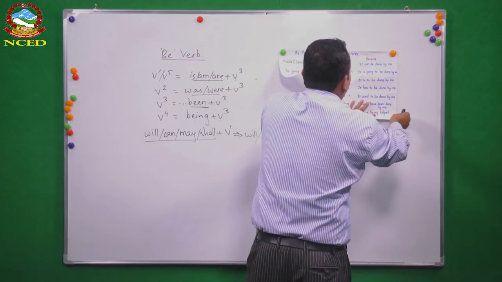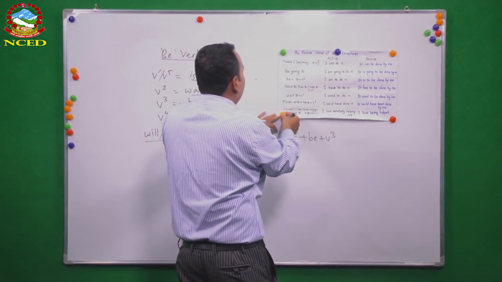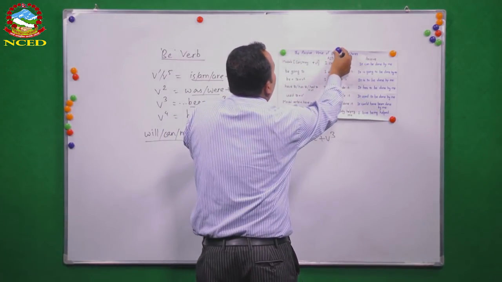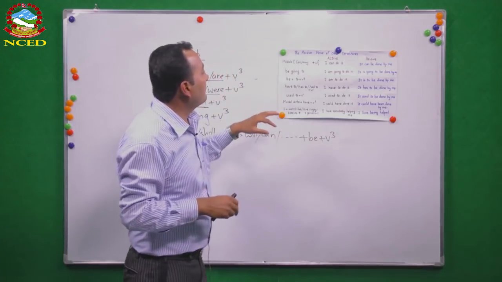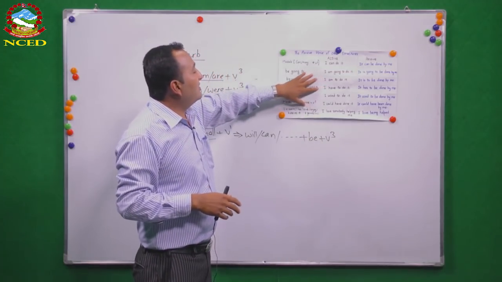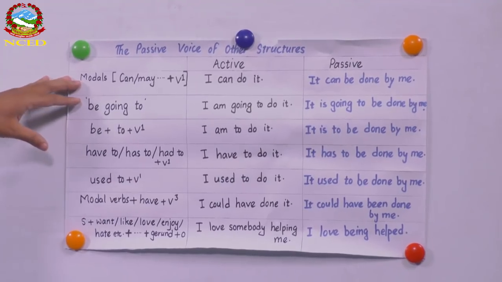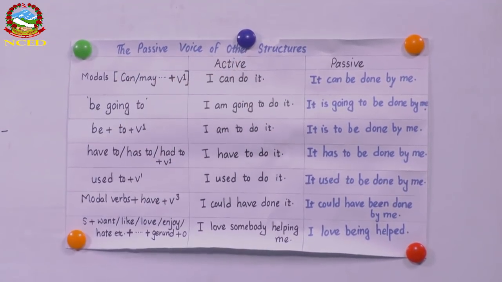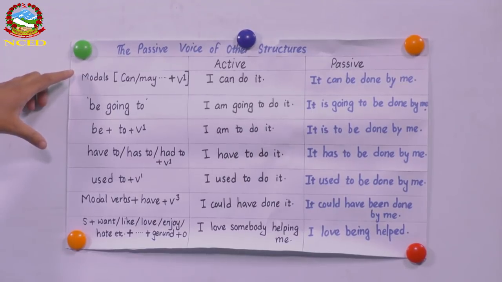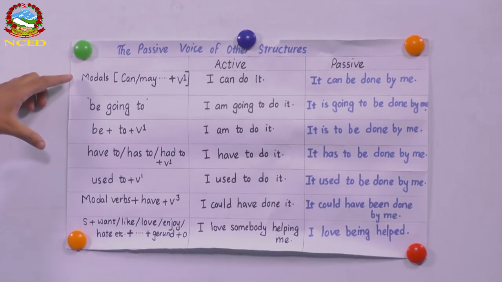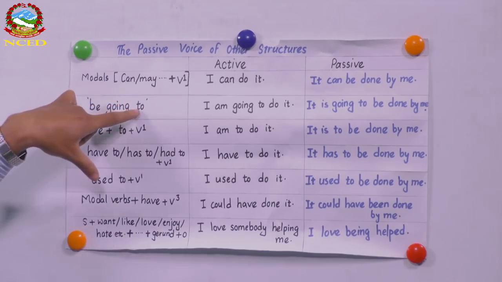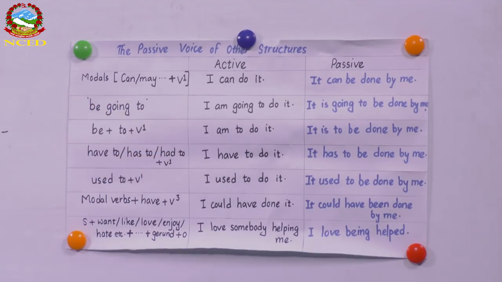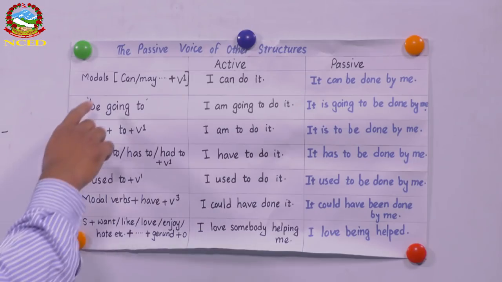Not only 8 tenses, there are some other structures in English that can be changed into passive voice. Look at this. I guess you can see it well. The passive voice of other structures, like using infinitive forms, or when there is verb 1 after modals, or when there is 2 plus verb 1. So these are the rules.